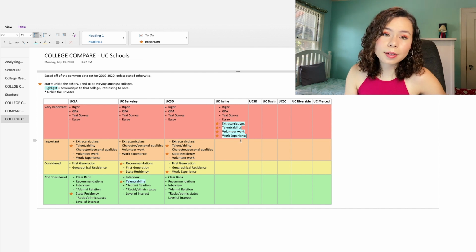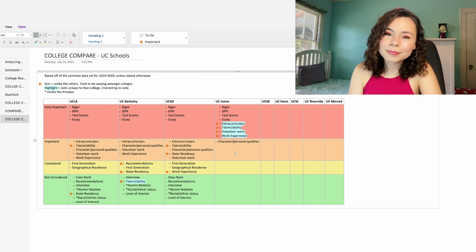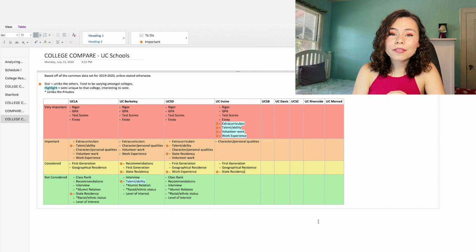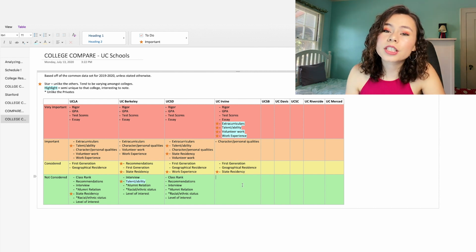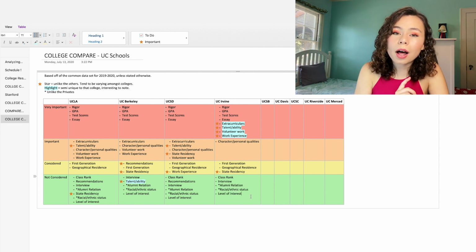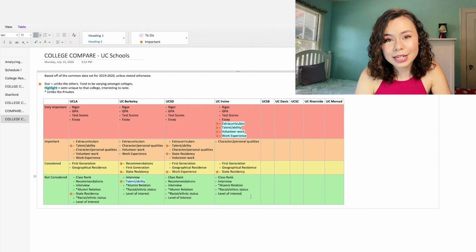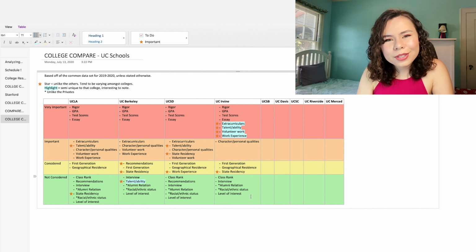Next, we're gonna look at what is important: your character or personal qualities. Okay, makes sense. Next, under considered, we have first generation, geographical residence, and state residency. Then last but not least, we have what is not considered, and for that we have class rank, interview, alumni relation, racial or ethnic status, and level of interest. UC Irvine really stands out in the crowd with this one. But now let's take a look at UC Santa Barbara.